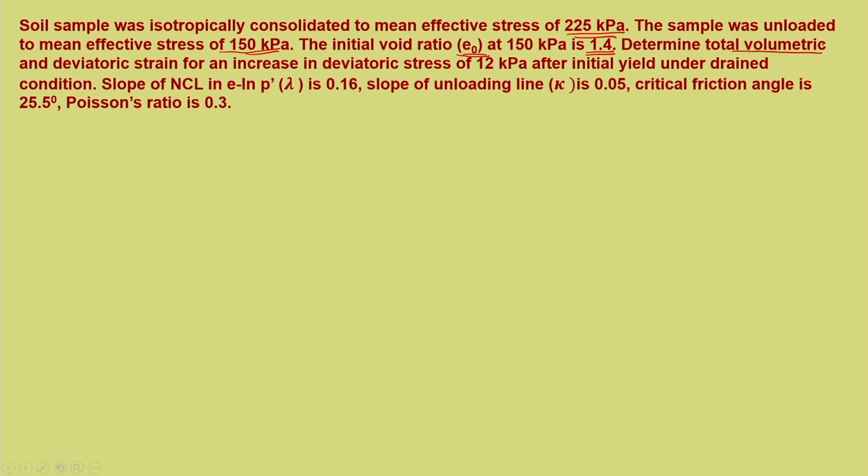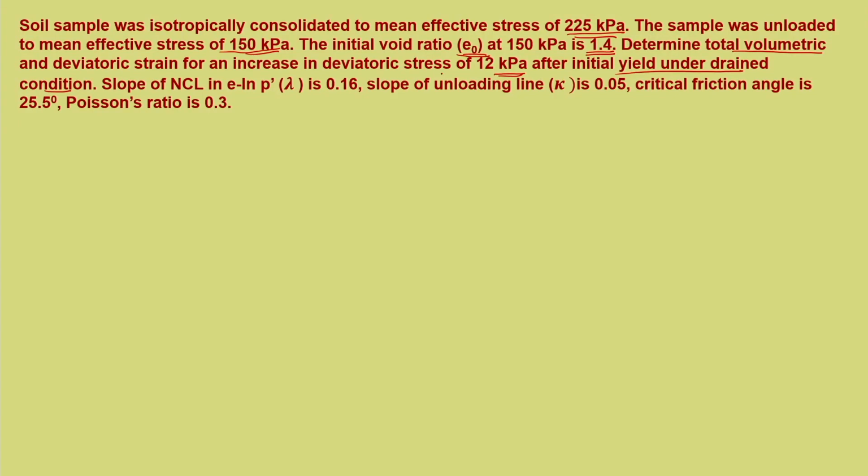Determine the total volumetric and deviatoric strain for an increase in deviatoric stress of 12 kilopascal after initial yield under drained condition. So what we know is that it is loaded to a maximum, or the pre-consolidation pressure, of 225 kilopascal. Now, there is an elliptical yield curve corresponding to this, and the major axis of the ellipse will be 225 kilopascal. It is unloaded to 150 kilopascal and the initial void ratio is given.